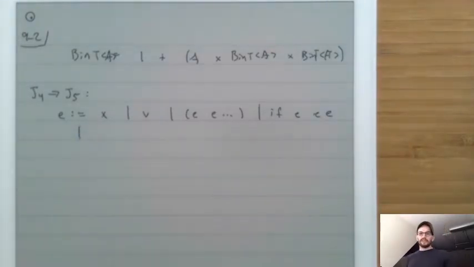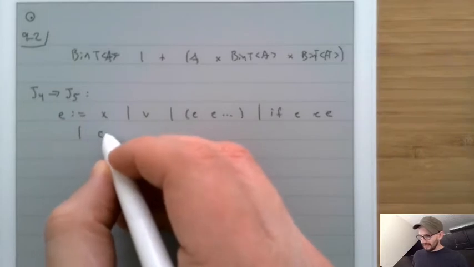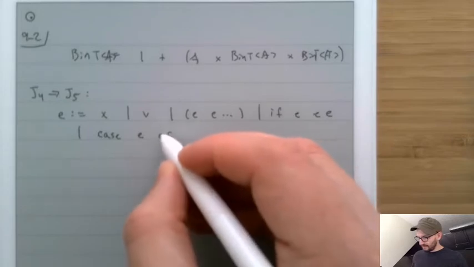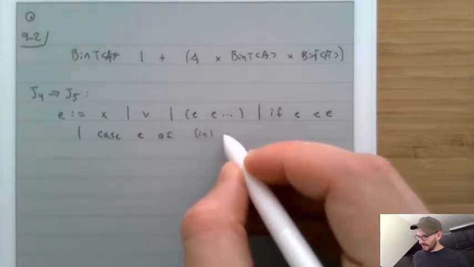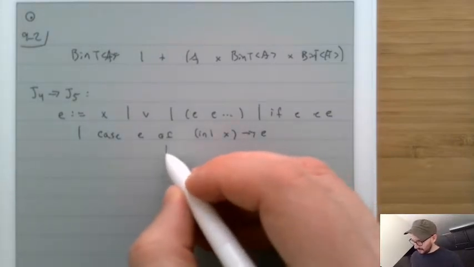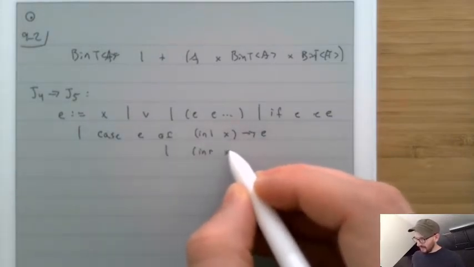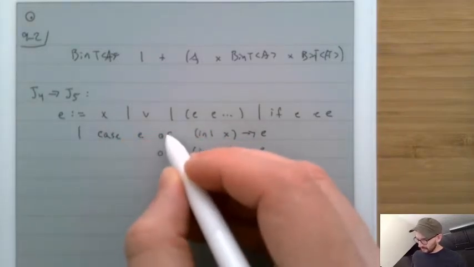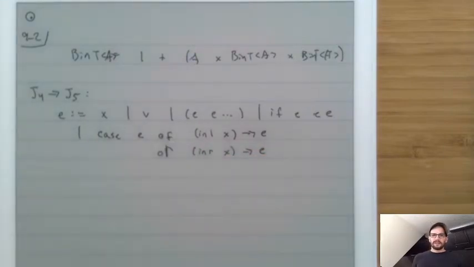And the purpose of this new thing is to be able to look at a variant and determine whether we're on the left-hand side or the right-hand side. So we write this as case E of in left x goes to E, or in right x goes to E. Actually, let me write it as or. So of or. Okay, so the idea here is that what case does is it consumes these variant objects.